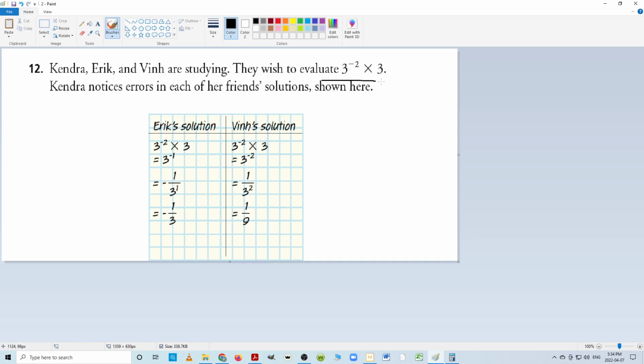So they're looking to evaluate this. Let's just see what it's supposed to be. So this is the same as 3 over 3 to the 2. 3 to the 1 over 3 to the 2 is the same as 1 over 3. So that should be the answer. Neither one of them gets it.